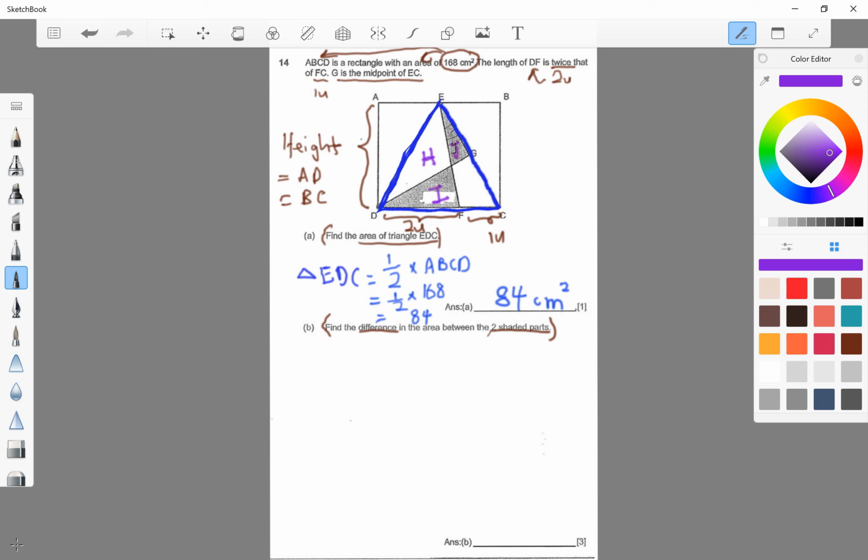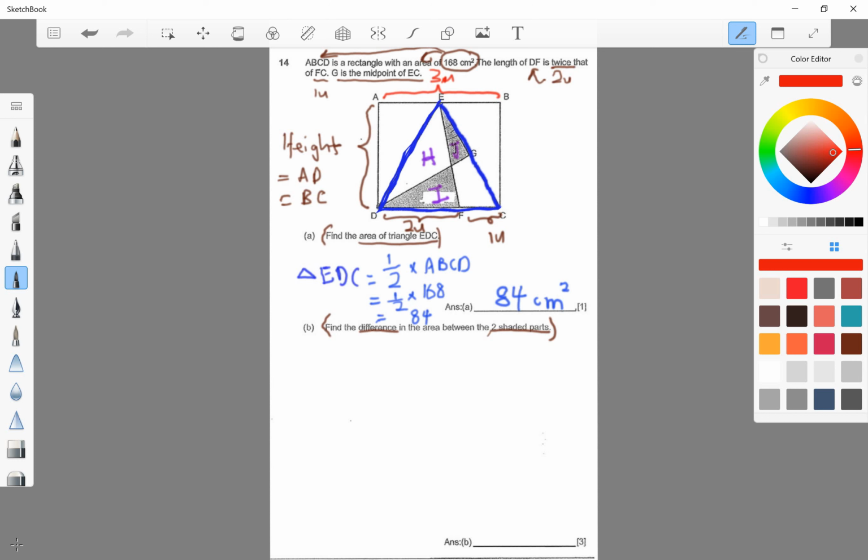So let me just remind everyone. We already know that the base of the triangle is 3 units, or rather the length of this rectangle is 3 units. Let me label that above. So 3 units is the base of the triangle, which also corresponds to the length of the rectangle. Then what about the height? Height is not given to us, but we know that the height is actually the breadth of the rectangle.